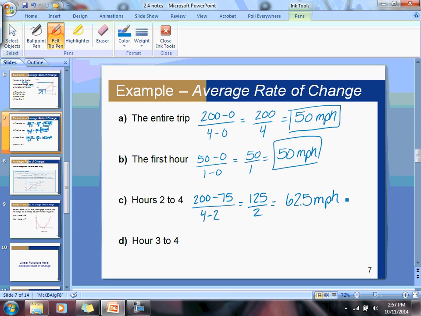So in that amount of time, from the 2 hours to the 4 hours, our average speed was a little bit faster, at least faster than the first hour and the average for the entire trip.